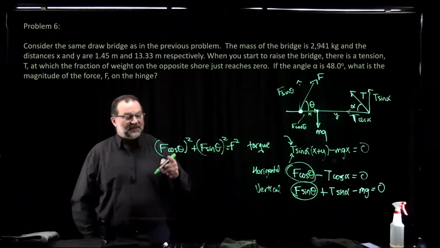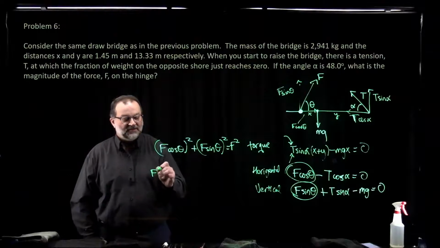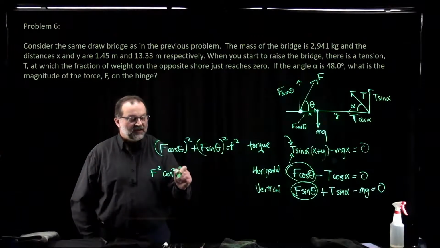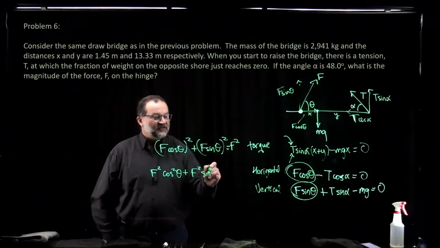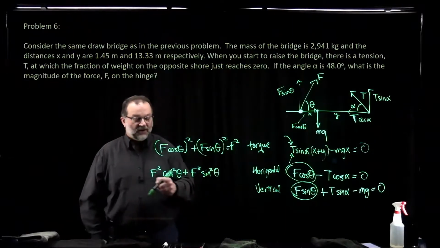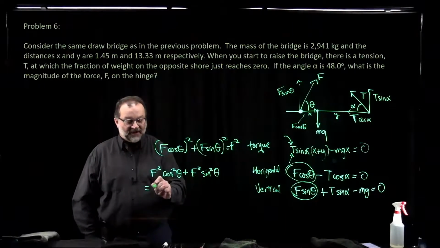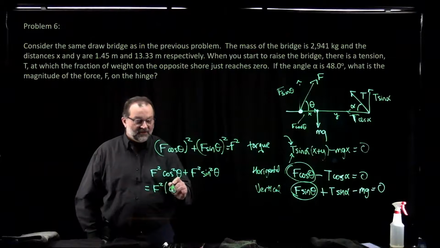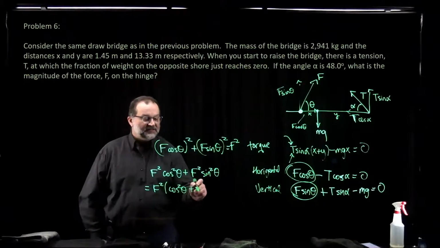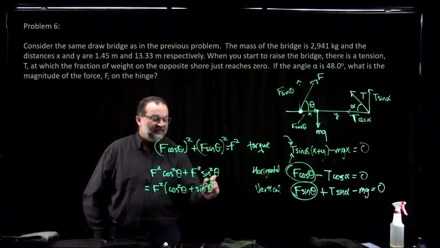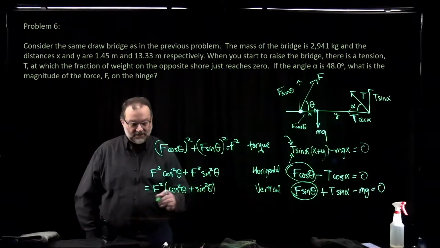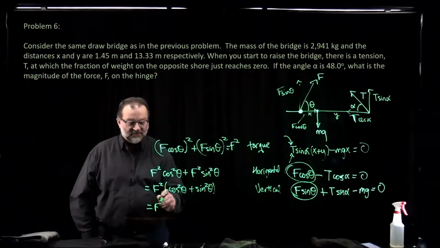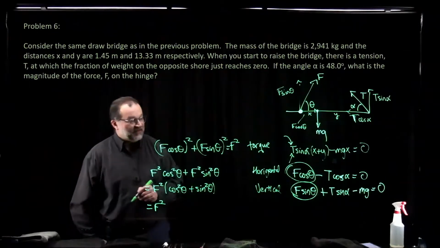Another way to look at this, I'm going to square everything. F squared cosine squared theta plus F squared sine squared theta. Well, this equals, I can factor out the F squared, cosine squared theta plus sine squared theta. Cosine squared theta plus sine squared theta is 1. And so this just equals F squared. And that's how you get this.